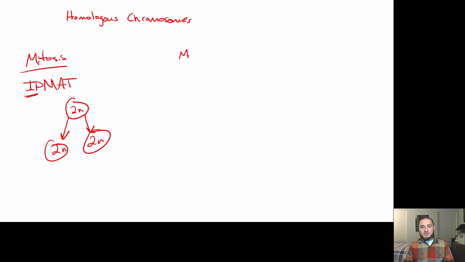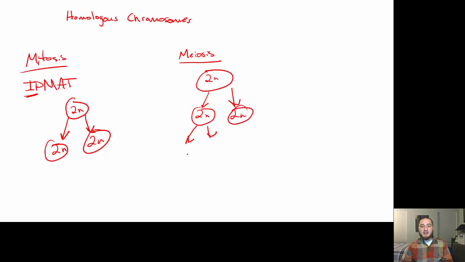But then we have meiosis, where we want to make sex cells. We want to make sperm and egg. And what happens is we have our 2N cell, and we want to make 1N cells. So we're going to do the same thing as mitosis. We're going to create that. So we're going to have our 2N cell, and then we're going to end up making two 2N cells, just like we did in mitosis, but then they're going to separate again, and you're going to end up with four 1N cells, I should say.